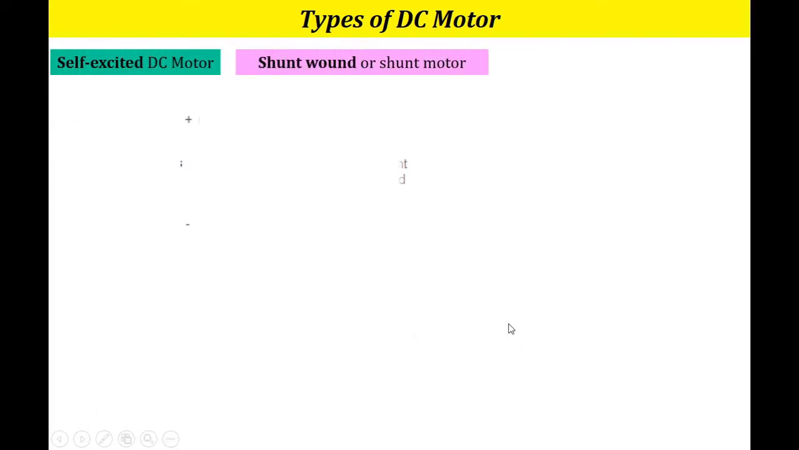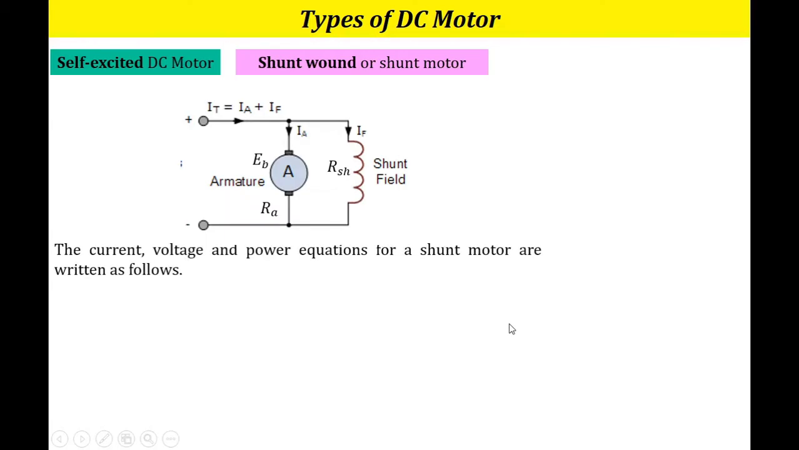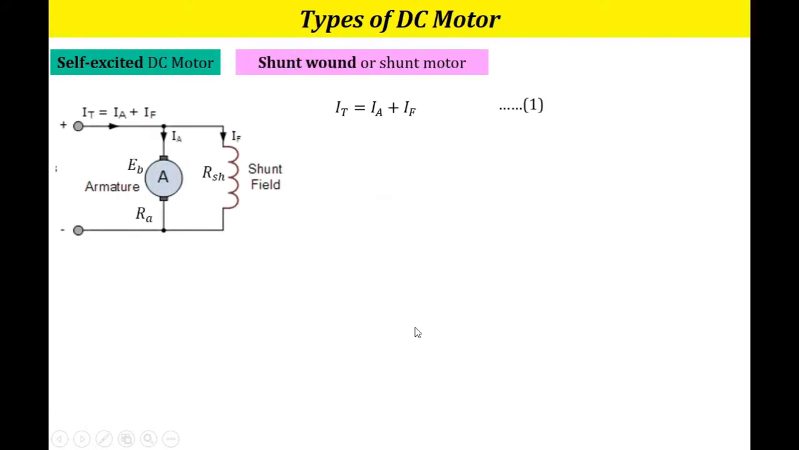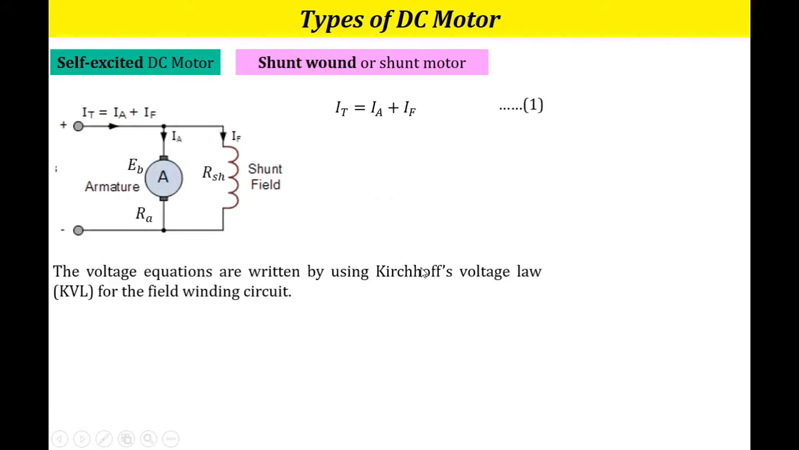Now let's discuss in detail the equations associated with it. The current, voltage and power equations for a shunt motor can be written as follows. By applying KCL at this junction, what you will get is IT equal to IA, part of the current which will flow through the armature, and IF, part of the current which will flow through the field. Here IT is the input line current, total current. IA is the armature current, and IF, or one can write it as ISH also, is the shunt field current. Now IT equal to IA plus IF, this is equation number 1.